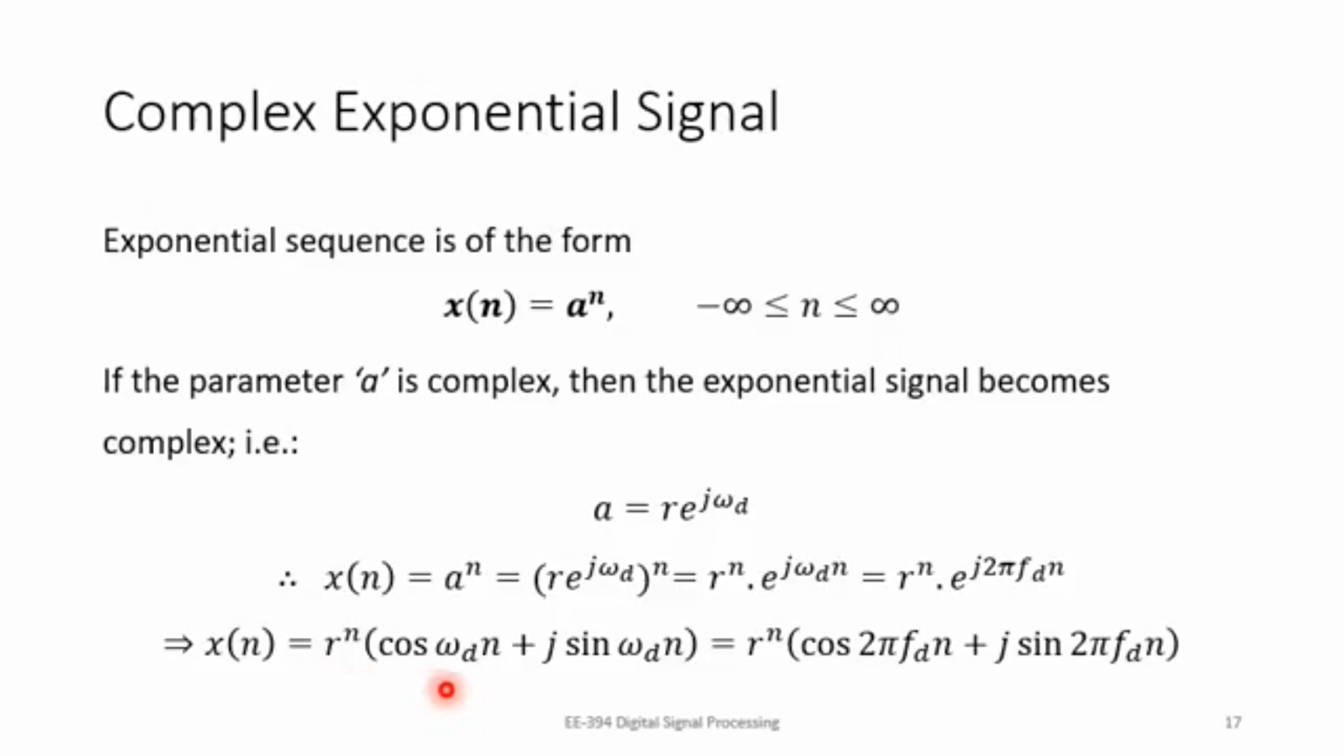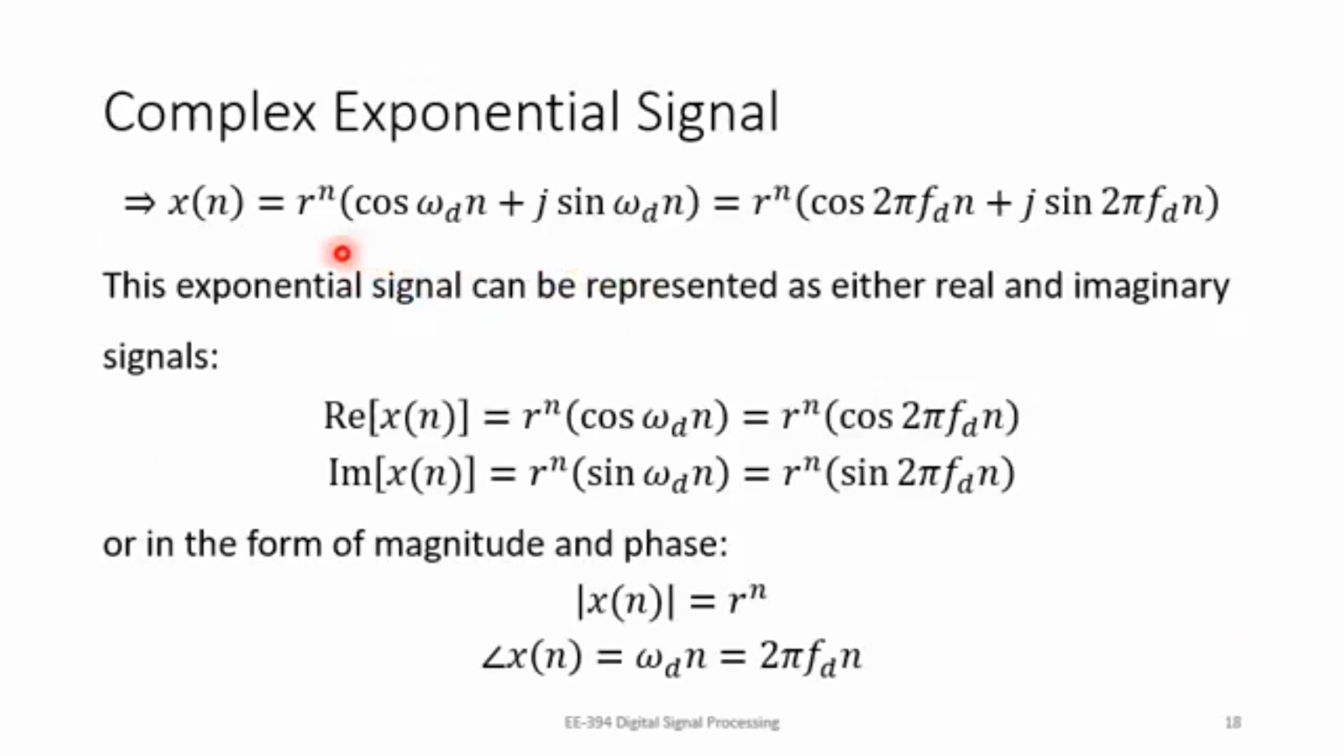And how fast or slow the oscillations of that exponential signal will be depends on omega d, the frequency omega d or fd. If it is a high number, then there will be more oscillations. If this is a low number, there will be fewer oscillations, just like in any other cosine or sine wave.